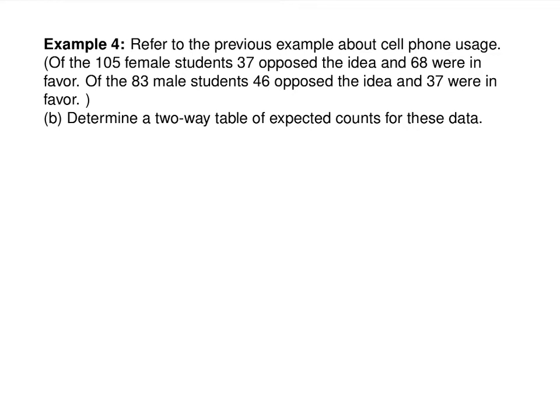Next, determine the two-way table of expected counts for these data. So remember that that's the whole row total times column total divided by the total. Okay, so we're just going to make a table again. So female, male, keeping the same organizational scheme. Oppose and in favor.